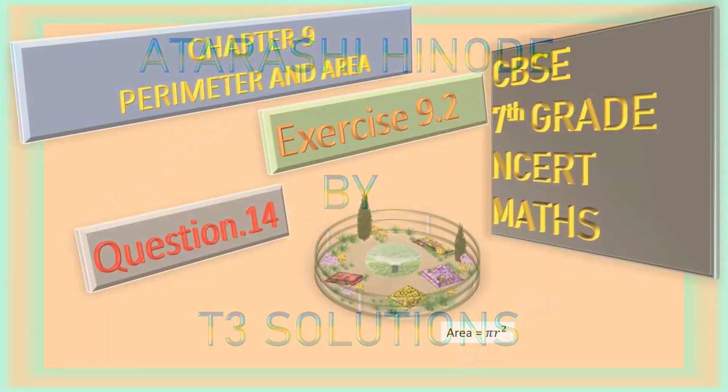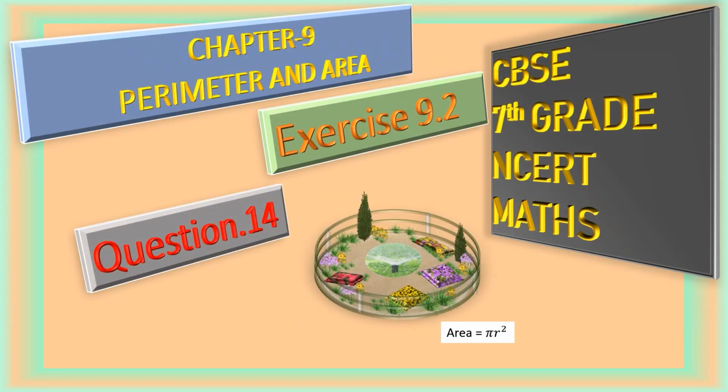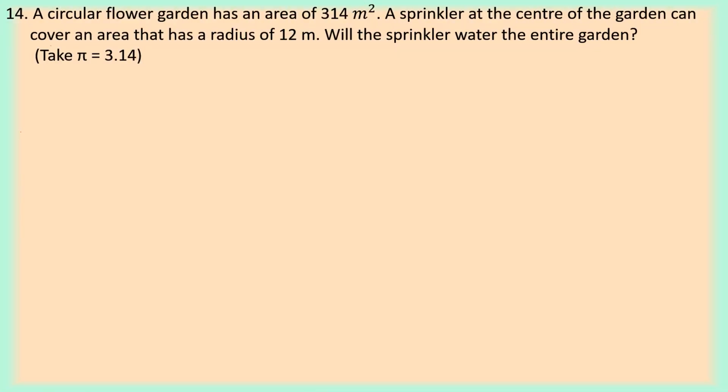Today we are going to do the 14th question of exercise 9.2, 7th grade CBSE NCERT Maths. The question is, a circular flower garden has an area of 314 meters square. A sprinkler at the center of the garden can cover an area that has a radius of 12 meters. Will the sprinkler water the entire garden?